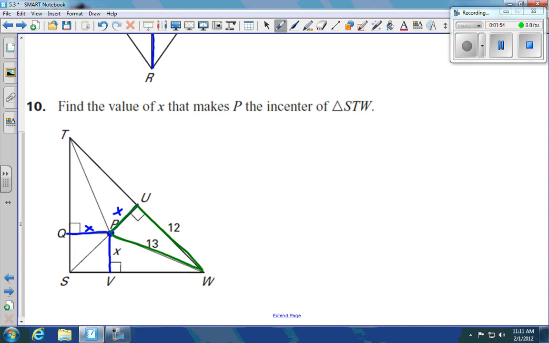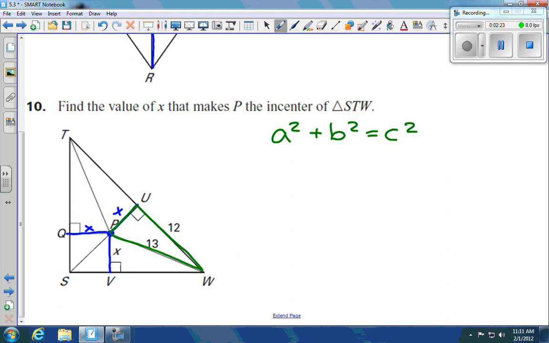So somebody tell me what my next step is. You have to add them all together. I'm not going to add them all together. What theorem do I need to use? Pythagorean. Great. Oh, Kiki already got it. Pythagorean theorem. So I need to use a squared plus b squared equals c squared.